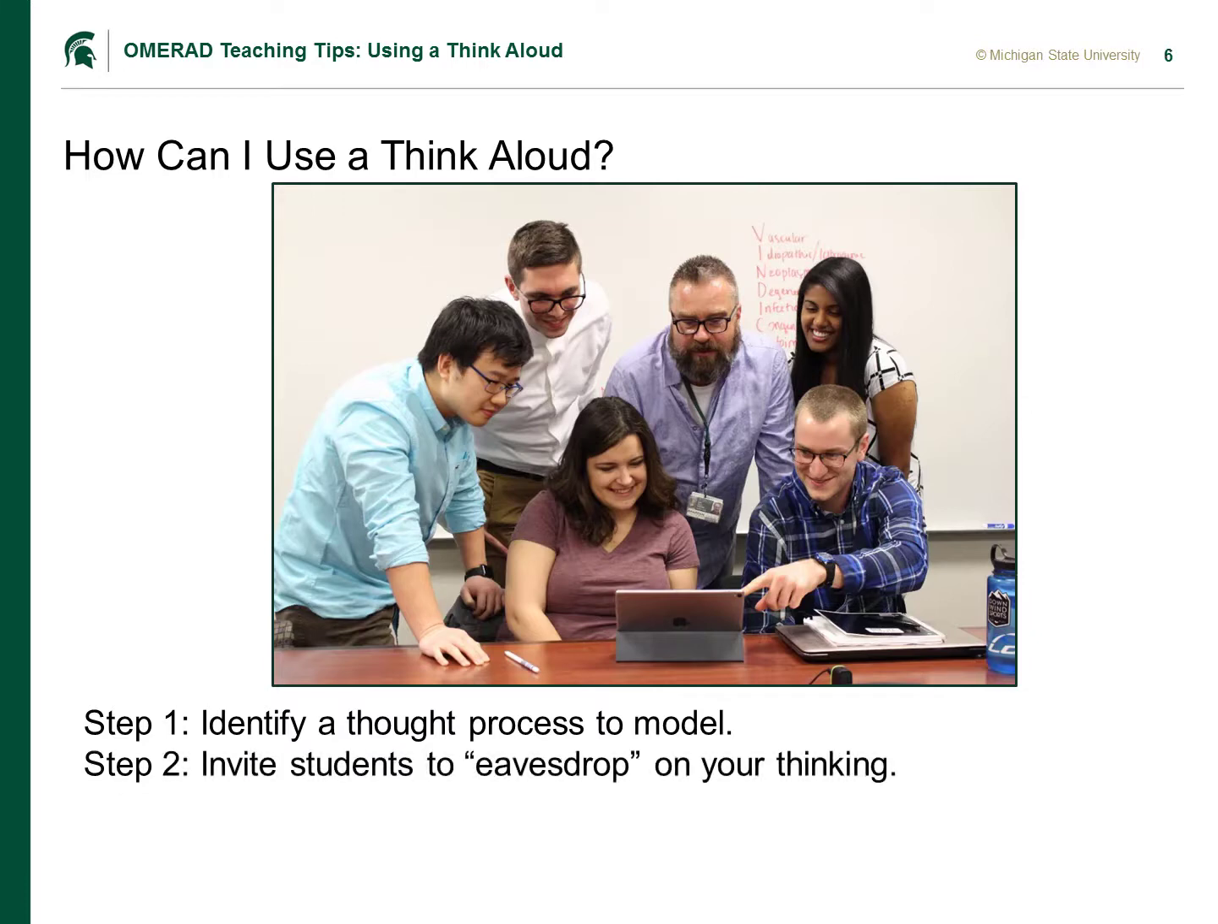Before you model the Think Aloud for your students, you should explain to them that they will be eavesdropping on your thinking. Tell students that after your Think Aloud, they will be asked to identify what steps you followed and why these steps were important.